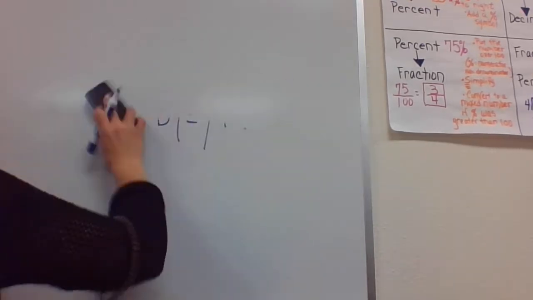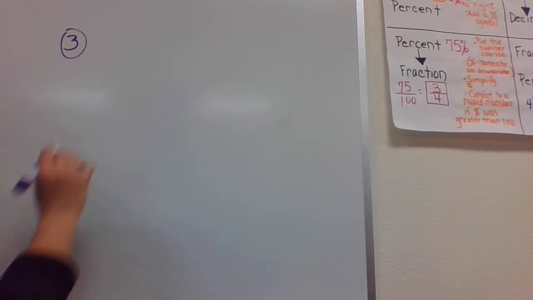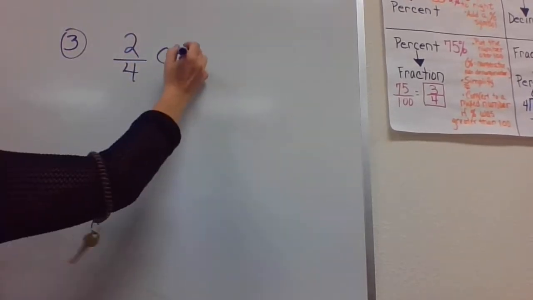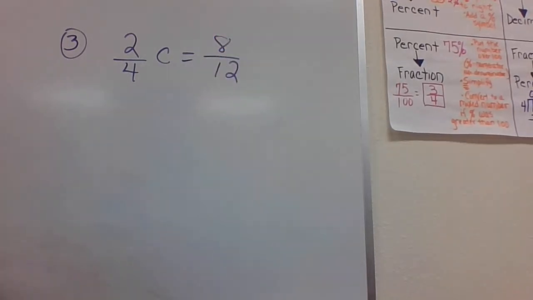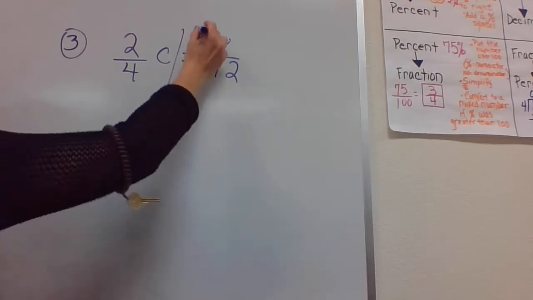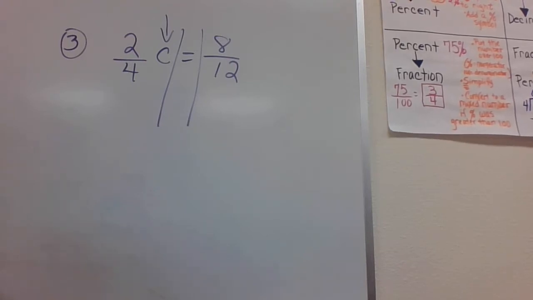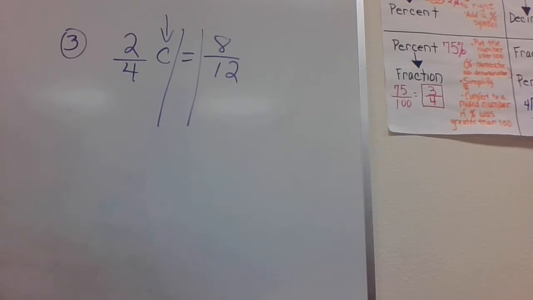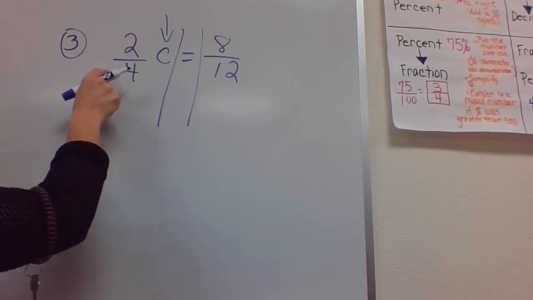Now number 3. I have 2/4 c equals 8/12. Okay, I need to find my variable again, which is c. I know that I'm trying to isolate the c, so I must get rid of the fraction 2/4. Well, the only way to get rid of the fraction 2/4 is to do the opposite. This is division. All fractions are division.